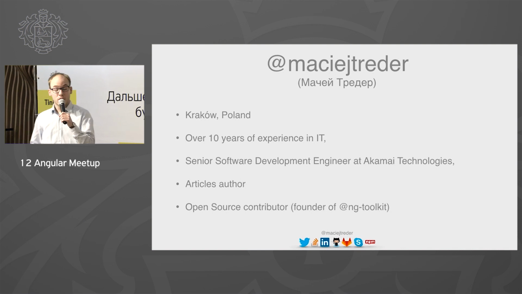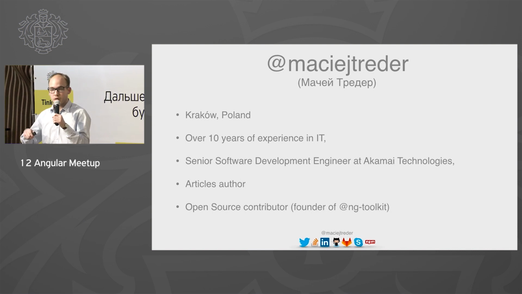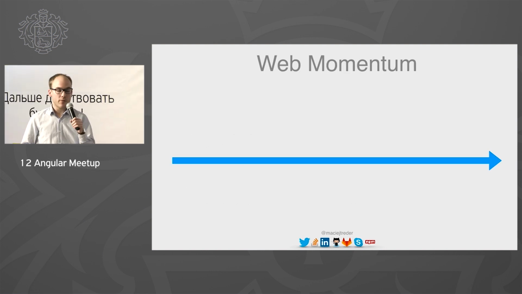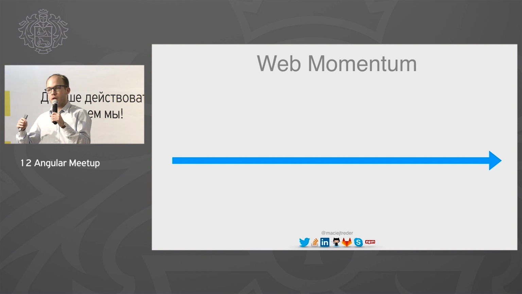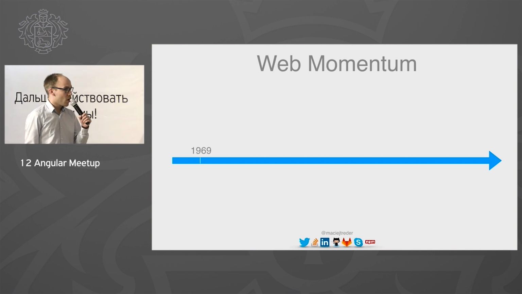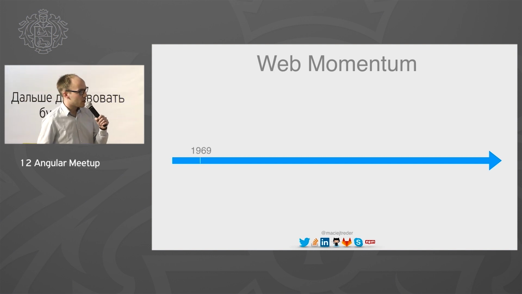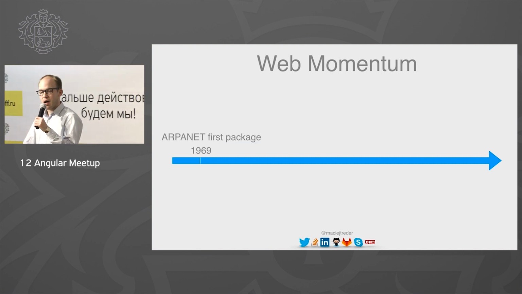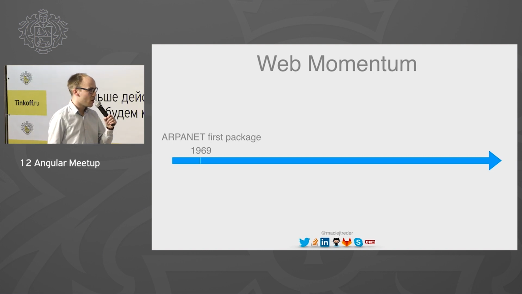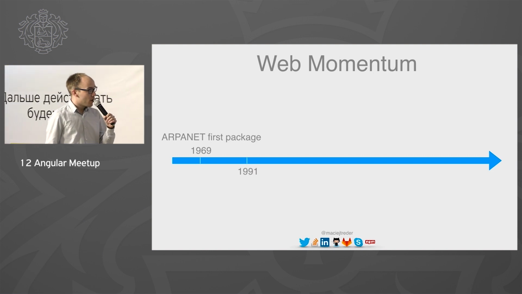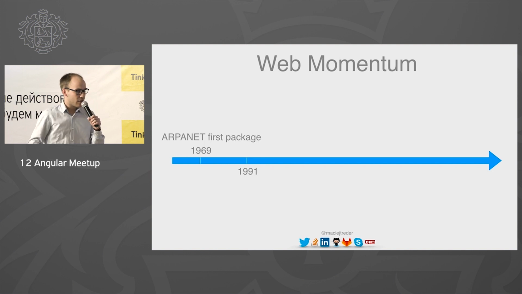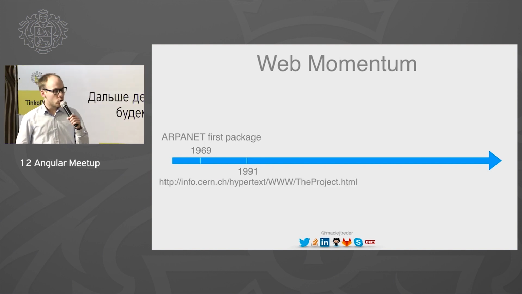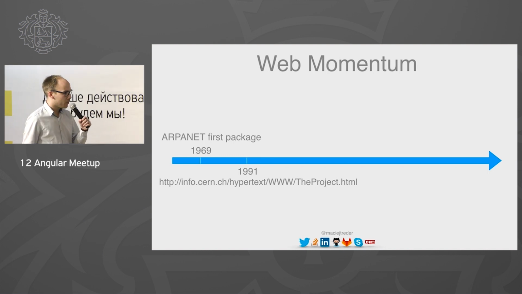So today I would like to speak about progressive web applications and what those are. We should start for sure from the web momentum and take a look a little bit at the history. In 1969, this is the moment when the internet started at all. This is when ARPANET was founded, where the first packet was sent through the internet. Much later, in 1991, we got the first HTML website published on the web.